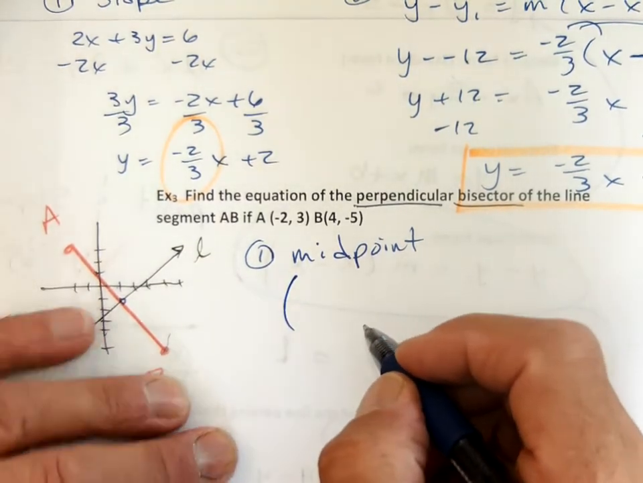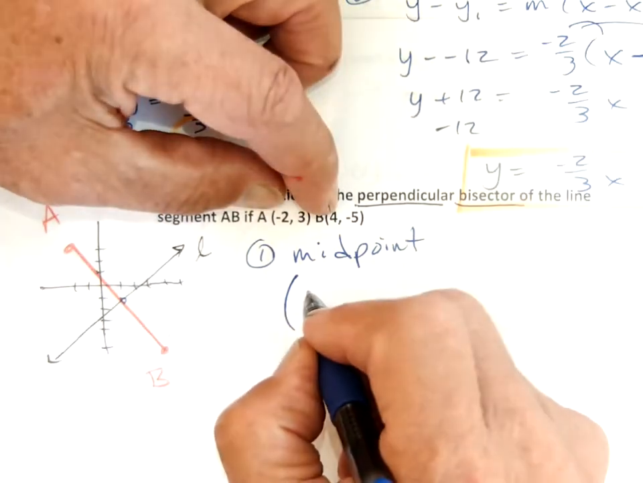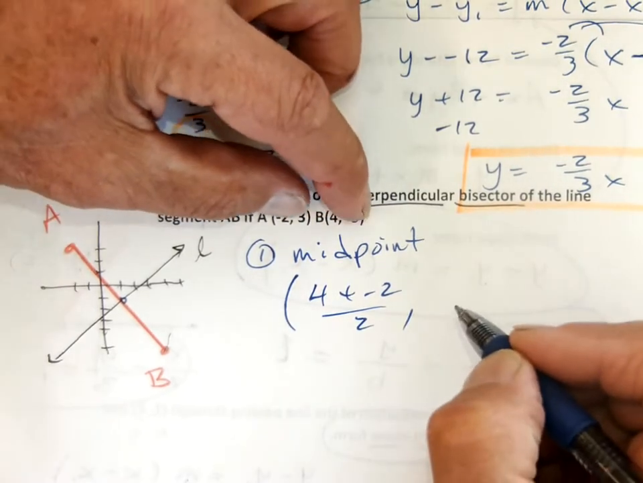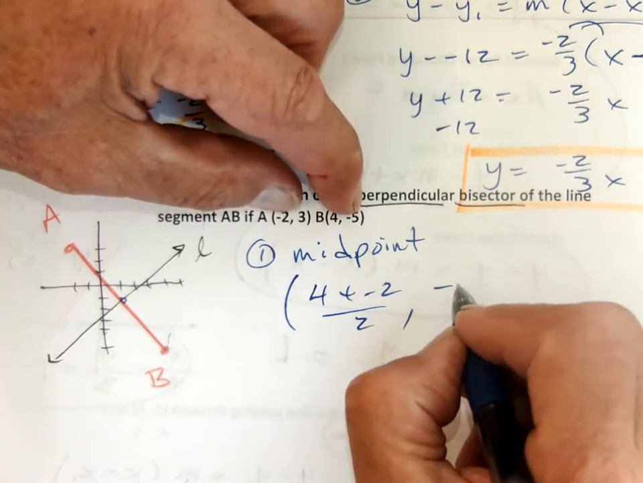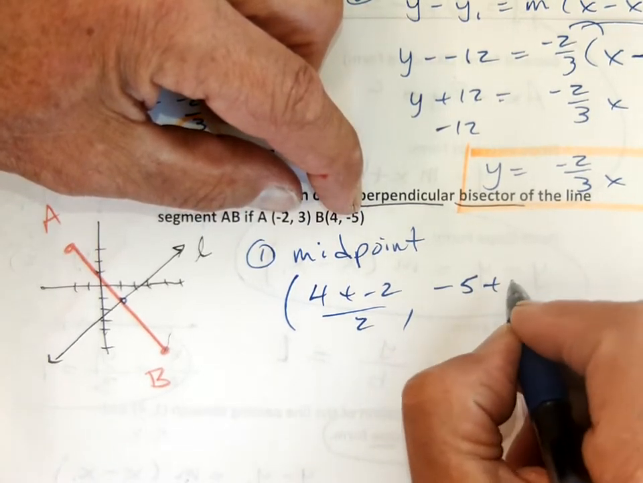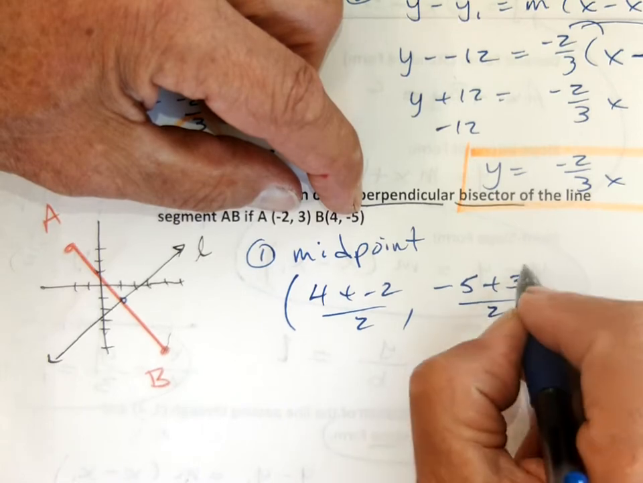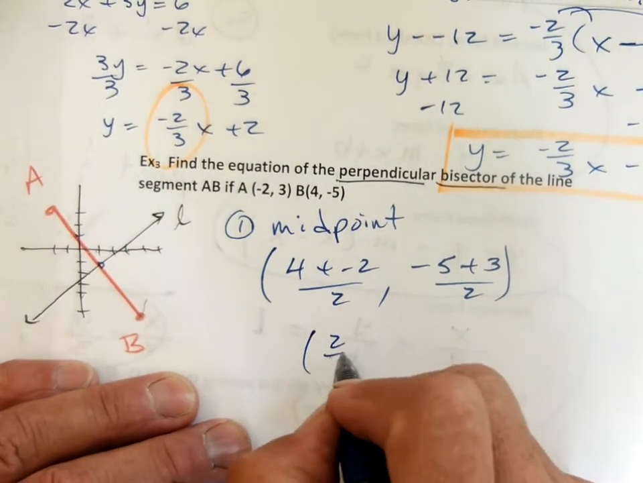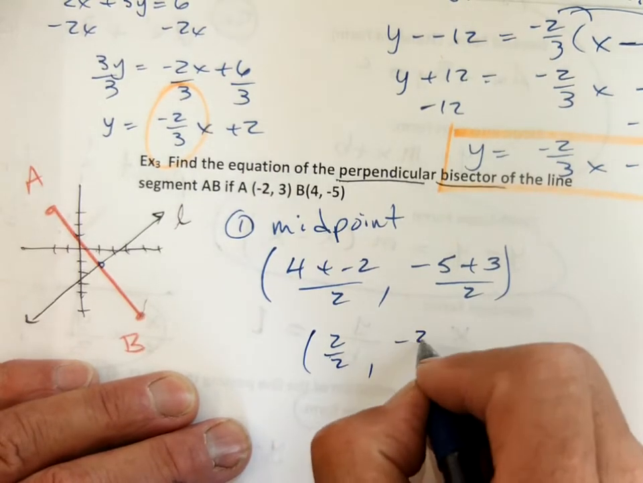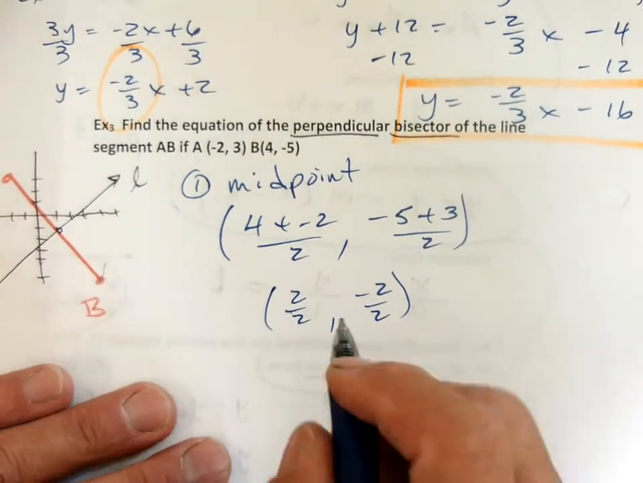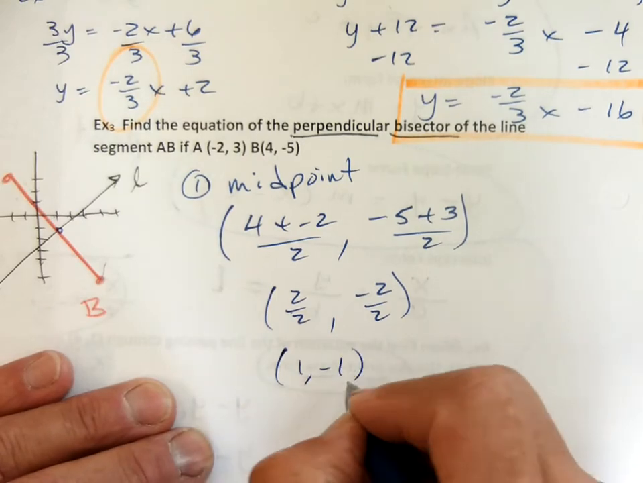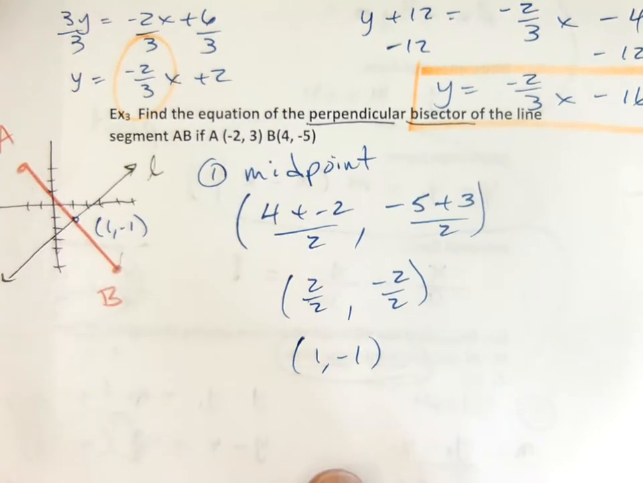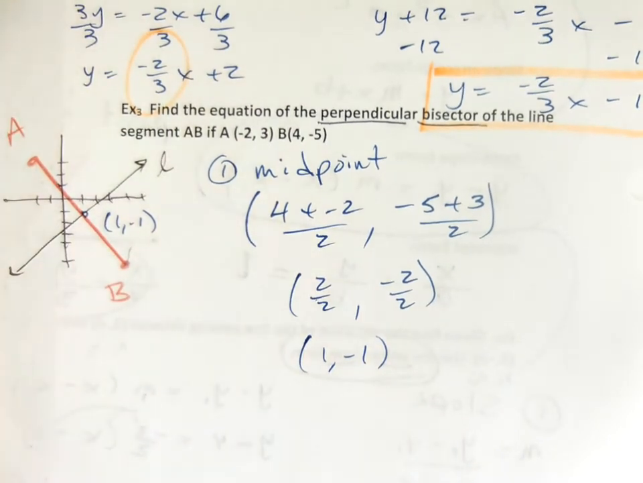Okay, so midpoint formula, we have that. It's x2 plus x1 over 2, comma, y2 plus y1 over 2, right? I get a 2 over 2, a negative 2 over 2, which is a 1, negative 1. Okay, so my midpoint is at 1, negative 1. Awesome. That was a really important thing to get.